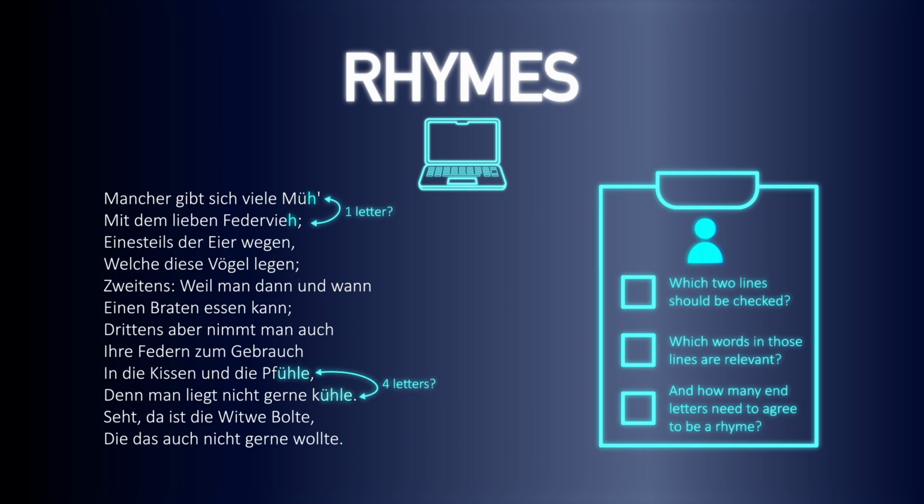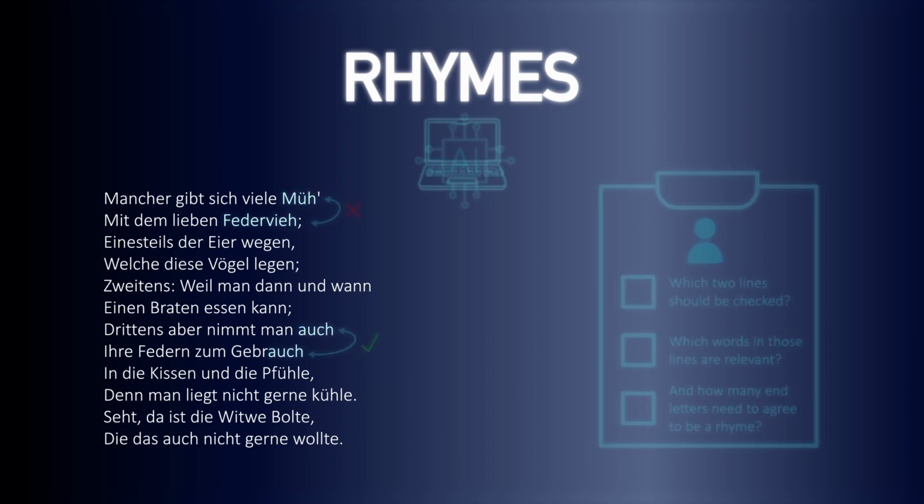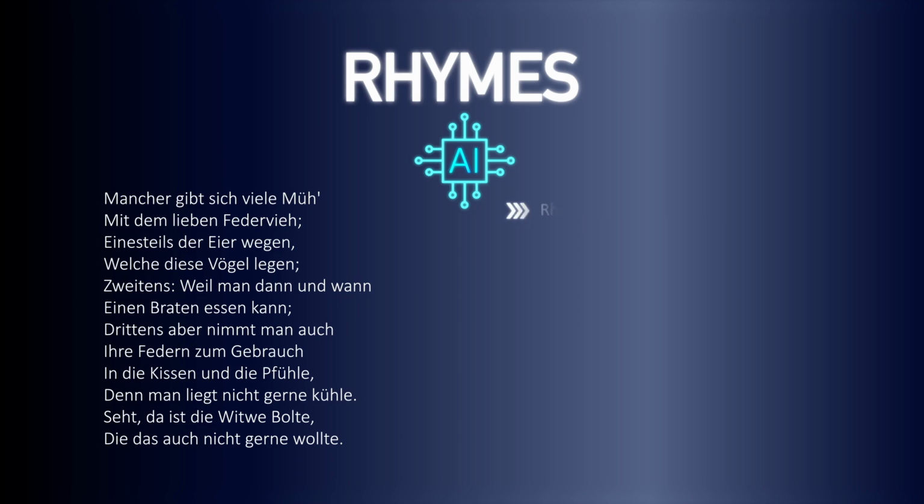And how many end letters need to agree to be a rhyme. A computer can then compare those lines according to the given rules, without flexibility for new situations and rhymes with fewer letters. An AI is different. It recognizes a rhyme as a pattern on its own.